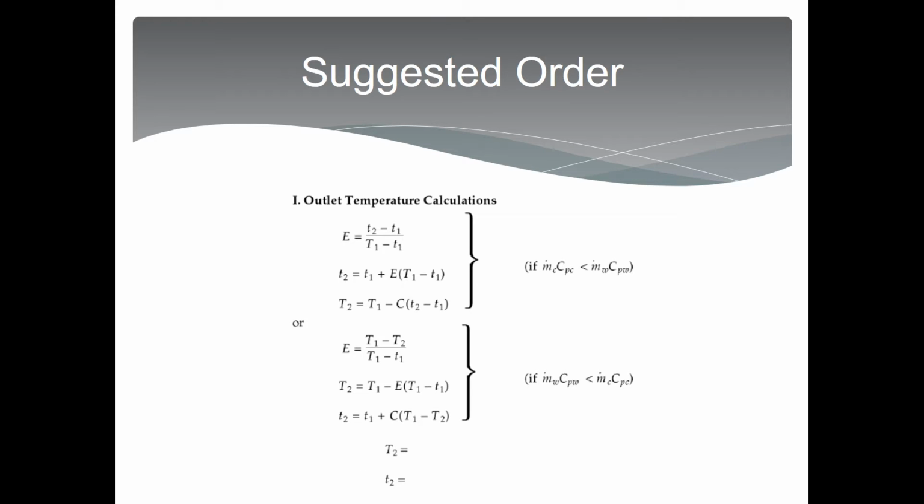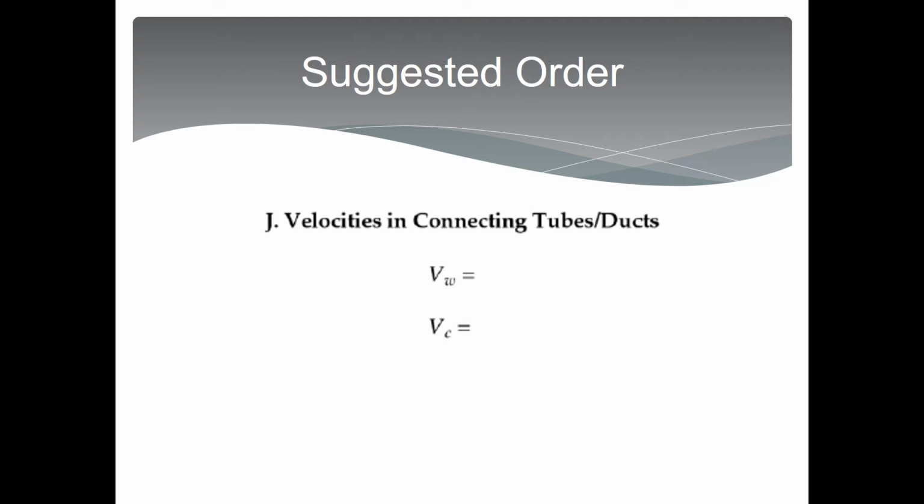To determine outlet temperatures, first compare the individual capacitances of the warm and cold fluids. Depending on which is greater, use the equations here along with calculated overall capacitance and effectiveness to determine corresponding outlet temperatures. Using flow rate along with tube and duct diameters, the velocities of the warm and cold fluids within the heat exchanger can be determined.